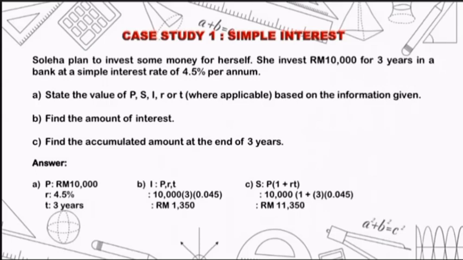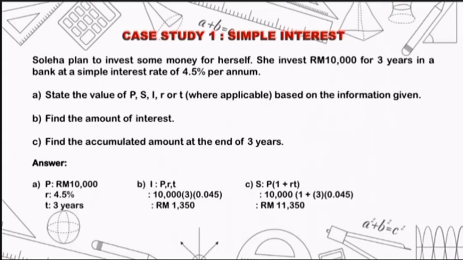And we move to B. Find the amount of interest. So the formula is I equals PRT. So write down 10,000 times 3 times 0.045. And then the answer we got is RM 1,350.